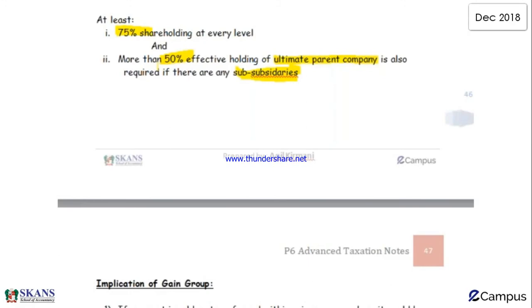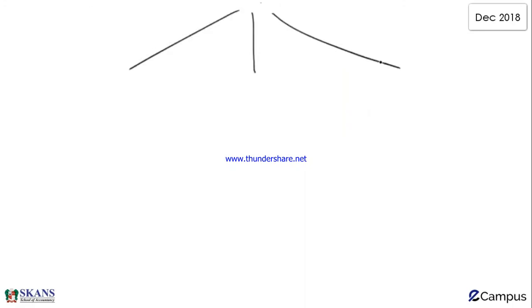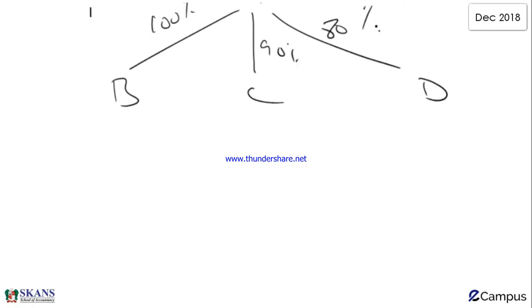So, for example, if A Limited owns B, C, and D, let's say 100, 90, and 80, well, yes, all of them are members of a loss leave group. All of them are members of a capital gain group. But if there are any subsidiaries, let's say E Limited, in which there is a direct holding of 75. Well, right now, the first condition has been fulfilled by all of the companies. Well, as they are not sub-subsidiaries, the second condition is not relevant to B, C, and D.